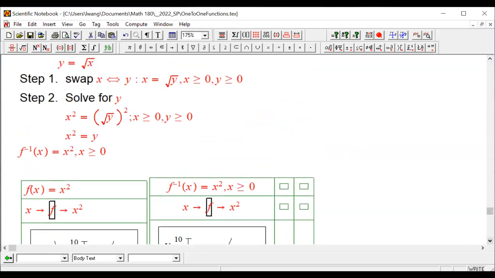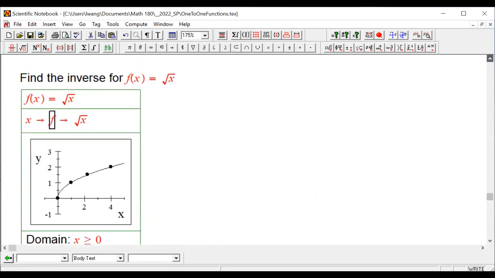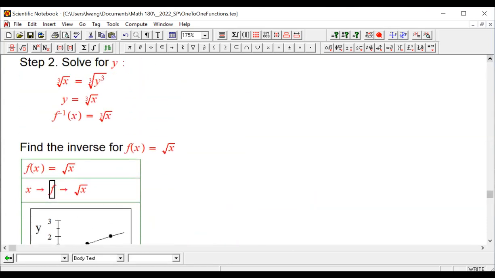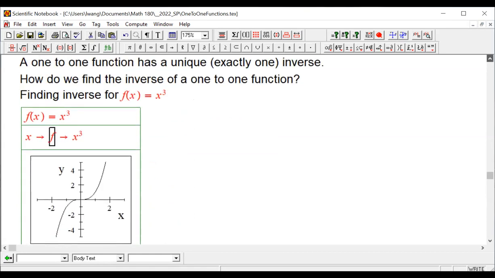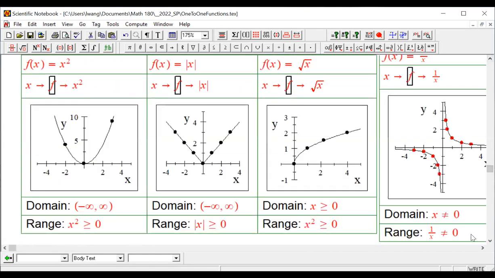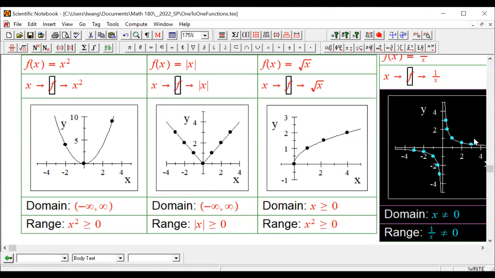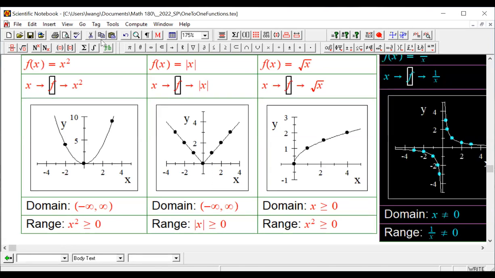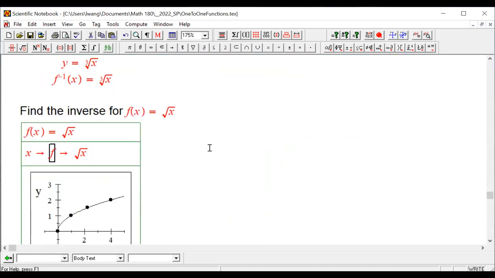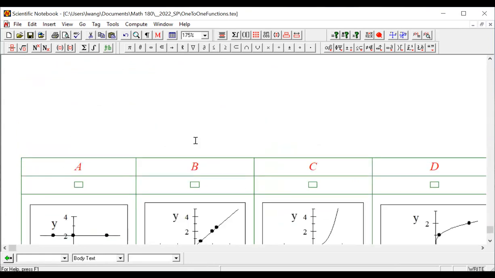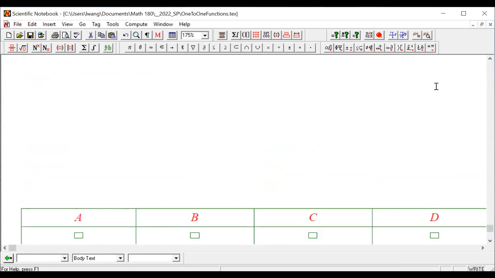So let's do the last function to find its inverse, and then we're going to compare the graphs. The last function we're going to find the inverse function for would be this one. What is the inverse function for that?